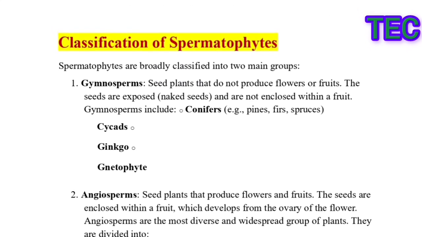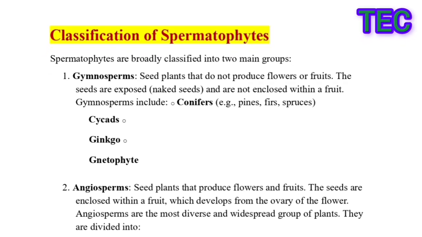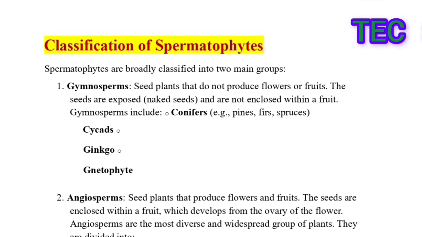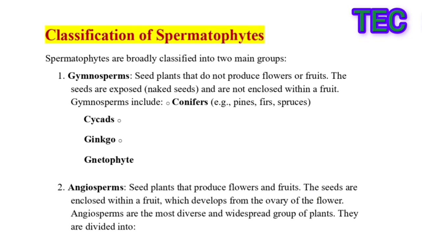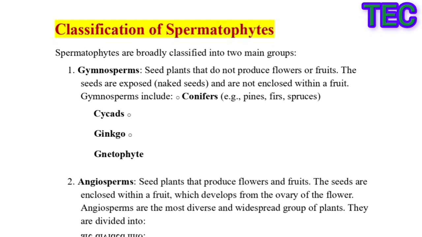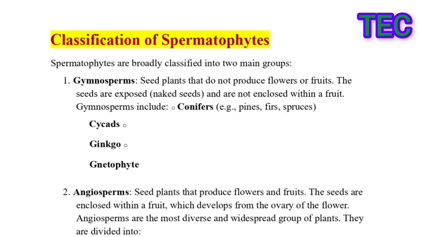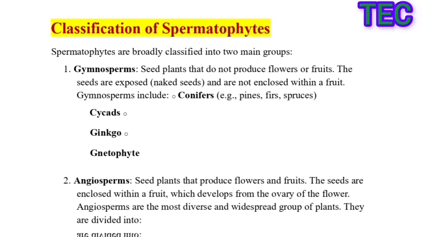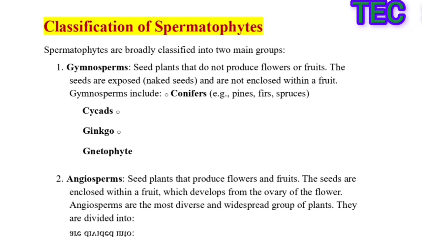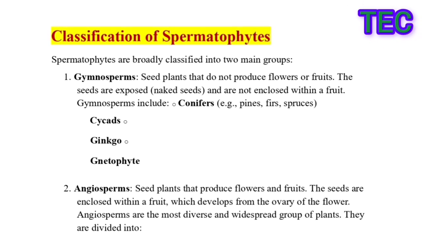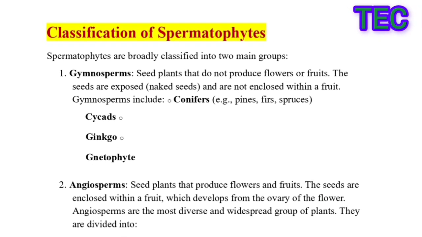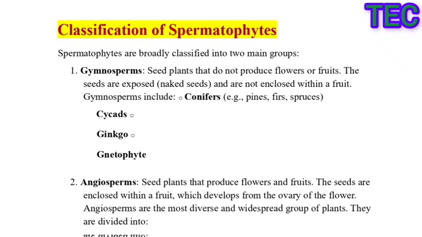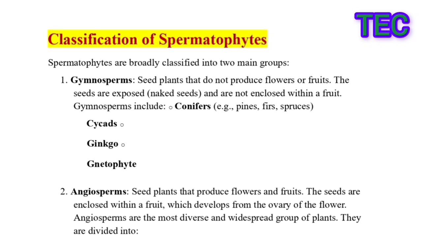Feature number 5: dominant sporophyte generation. In spermatophytes, the sporophyte generation, or diploid, is dominant, meaning the main plant body we see is the sporophyte. The gametophyte generation, which is the haploid, is highly reduced and often microscopic, existing only within the reproductive organs of the plant. So you cannot see that, except maybe through a powerful microscope. Microscopic means a very tiny substance that cannot be seen with the naked eye.